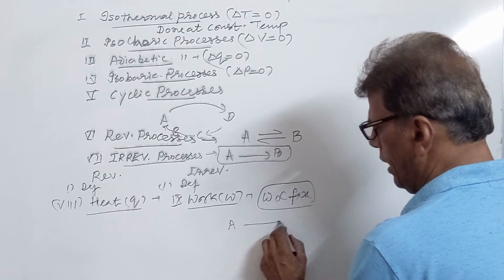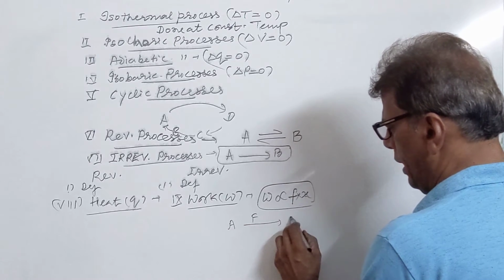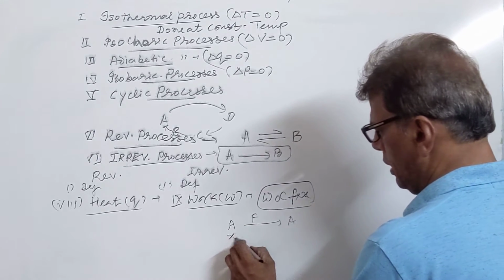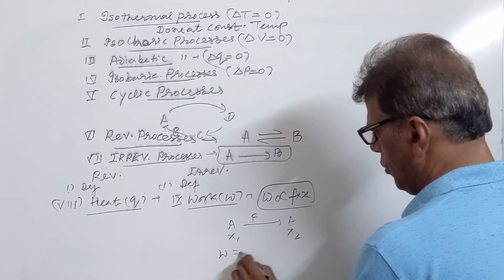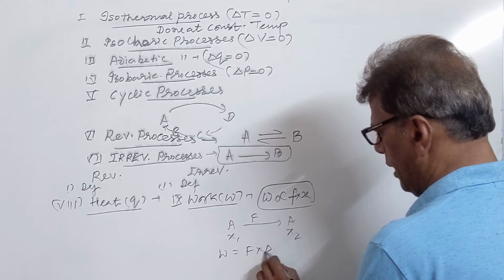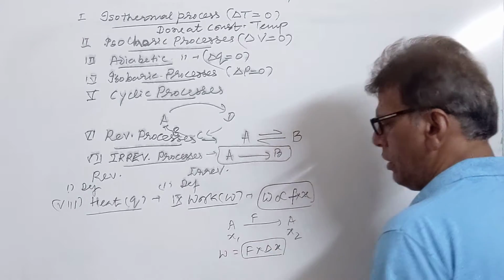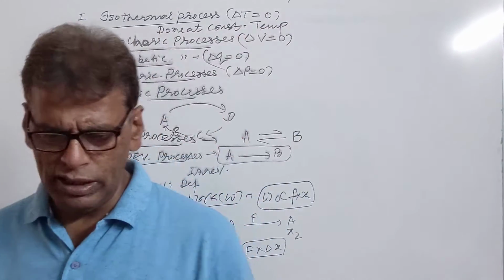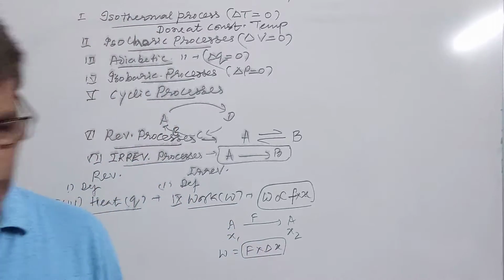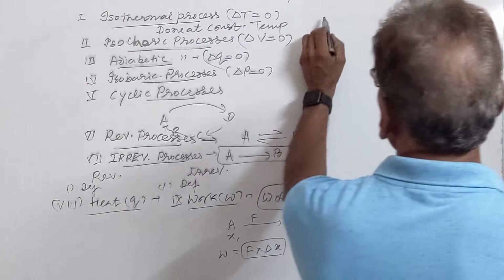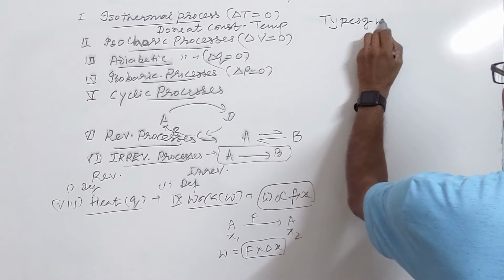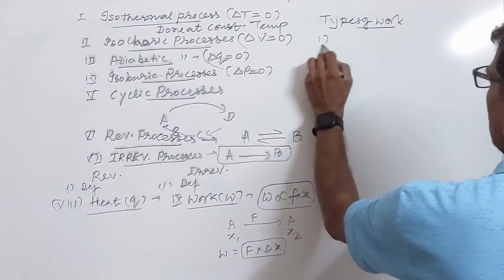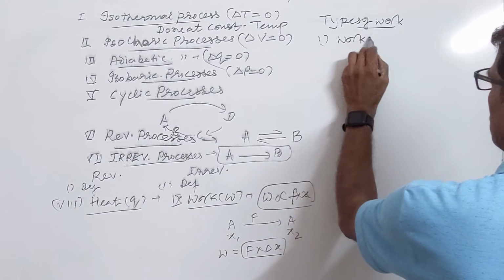Now A is lying here. We gave some force to it. A comes here. This is its initial state. This is the final state. So work is equal to force applied into delta X, X2 minus X1, the change of the distance. This is called work. Then we have the types of work. For gases, it is work of expansion.